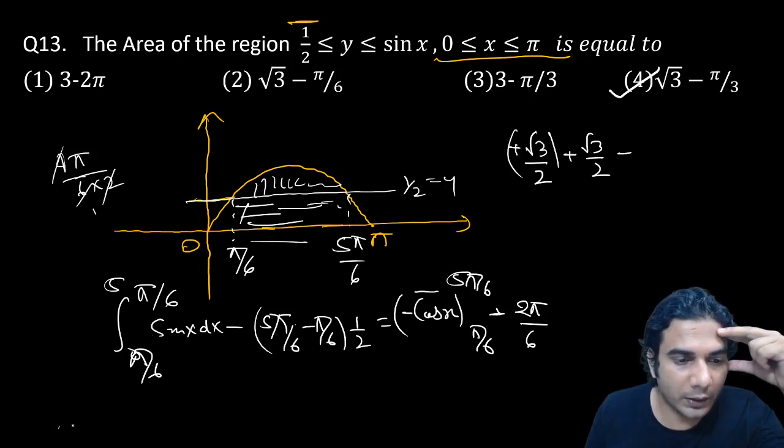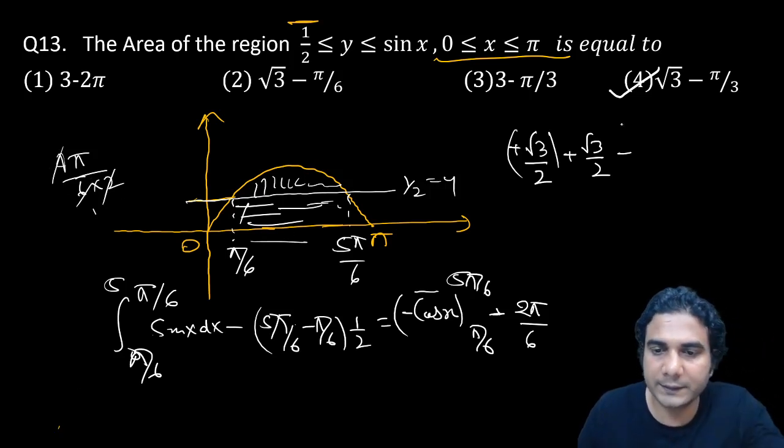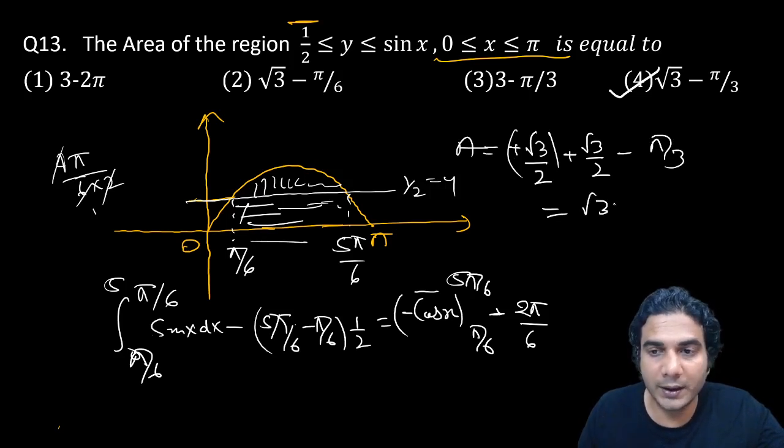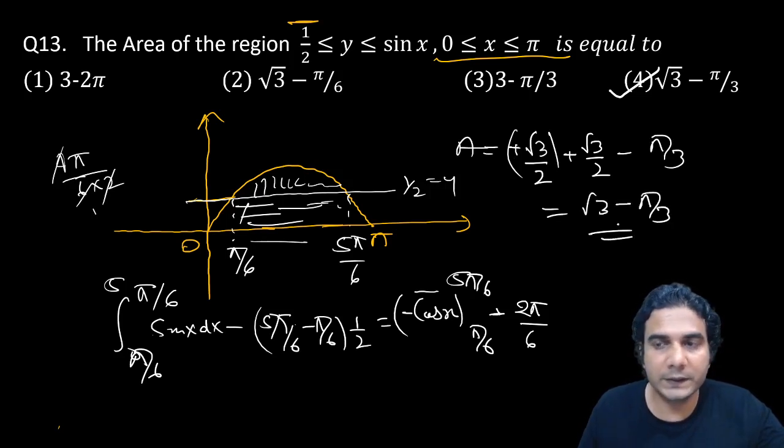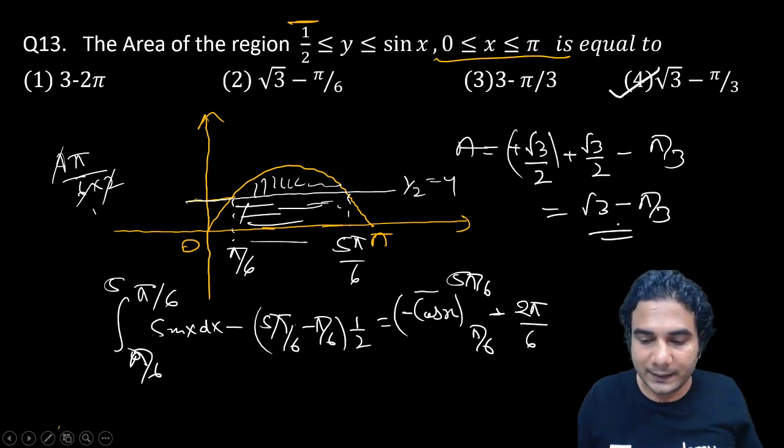So I have written it wrongly, 2 pi by 6. All right, it is fine, 2 pi by 3. So this is 2 pi by 6, which is pi by 3, all right. So pi by 3. So this is the final answer. Final area is root 3 by 2, root 3 by 2 is root 3 minus pi by 3, all right. So this is the answer. So fourth is the correct answer, all right.